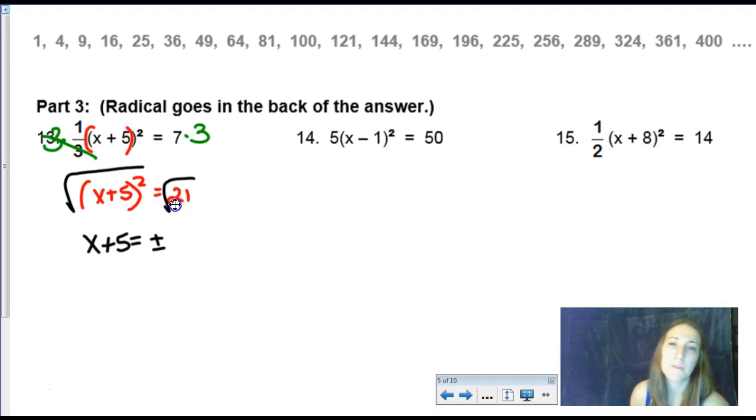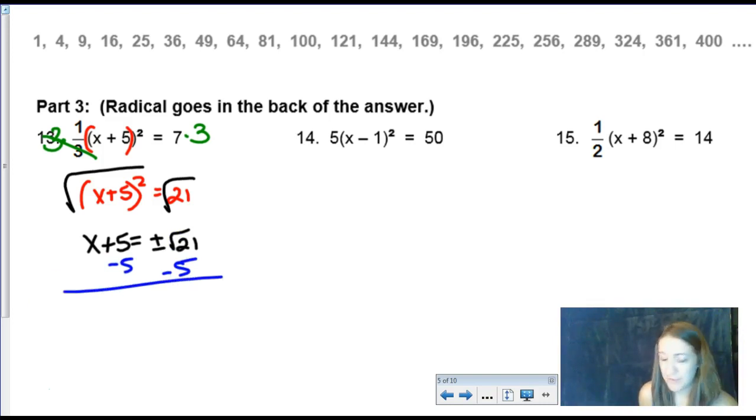And then I want to think about square rooting the 21. I want to see if it breaks down at all or partially, and turns out, no, it doesn't. So I'm just going to keep it as the square root of 21, which is a funky little irrational number. And then the last thing I'm going to do is I'm going to subtract the 5. I'm going to do it from both sides, though.